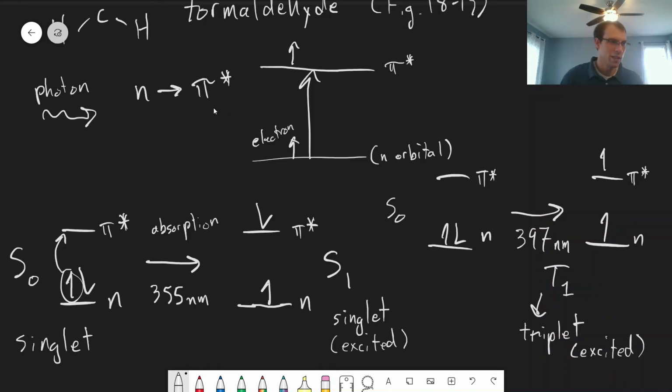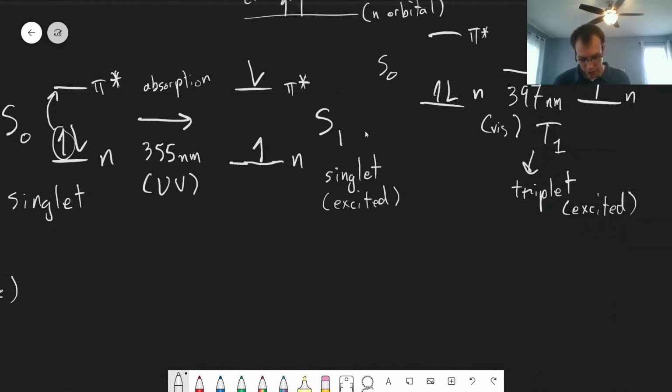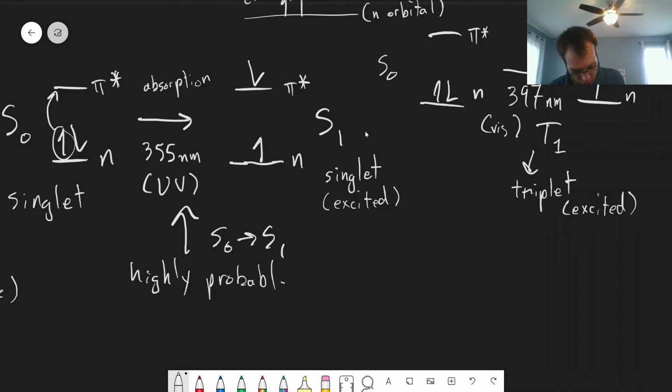So these two different possibilities exist. The 355 nanometers is an ultraviolet wavelength, whereas here we're on the edge of the visible spectrum at 397 nanometers. Either of these is possible, but quantum mechanics shows us that the S0 to S1 transition is much, much more likely. So this is a highly probable transition according to quantum mechanics. We won't get into the details of why. Whereas the S0 to T1 transition is very unlikely.